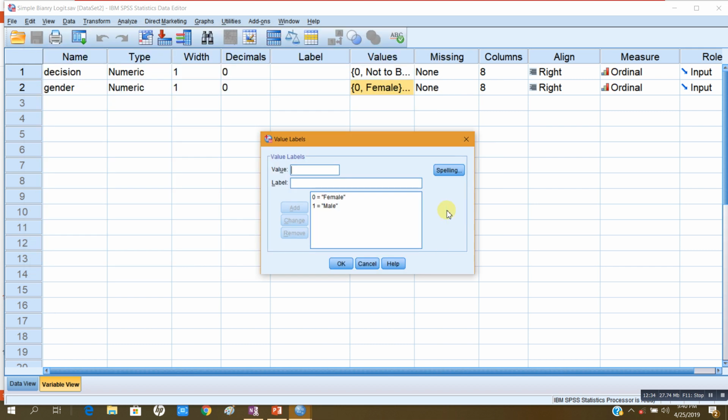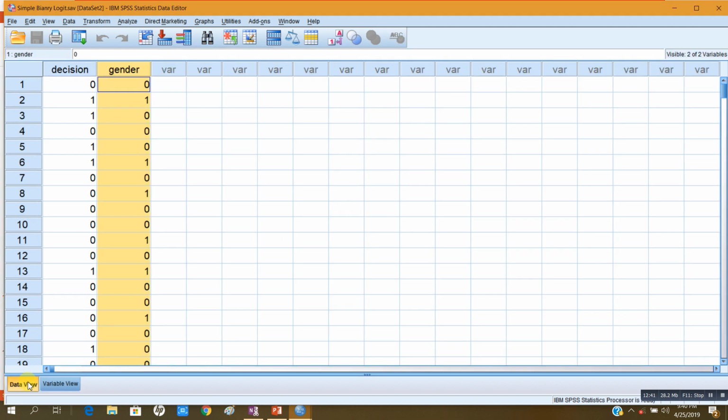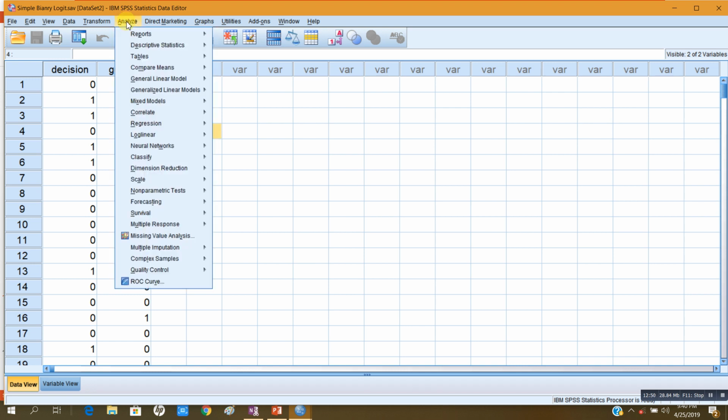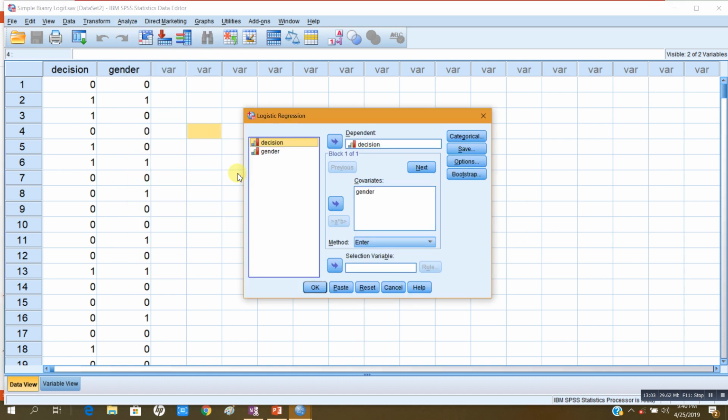Let me go back to the data view, and let me tell you how to run a binary logistic regression. So I'll go to analyze, and then I will go to regression, and after that there are a number of options here, but I'm interested in binary logistic, so I will press this. When I press this, I will get this window. Let me take this out, and let me take this out so that you can see how we can run this regression.